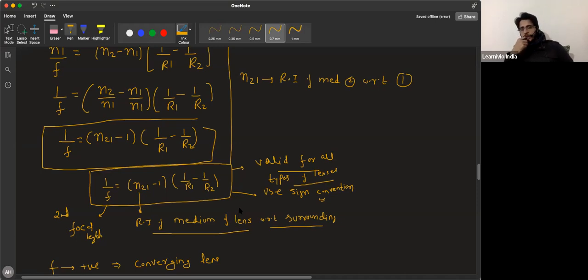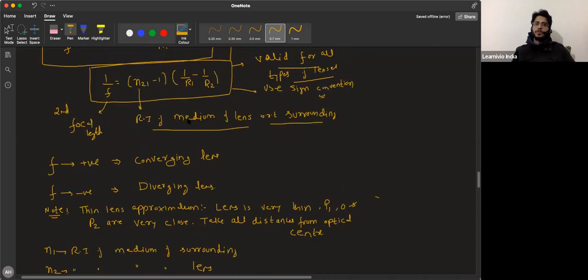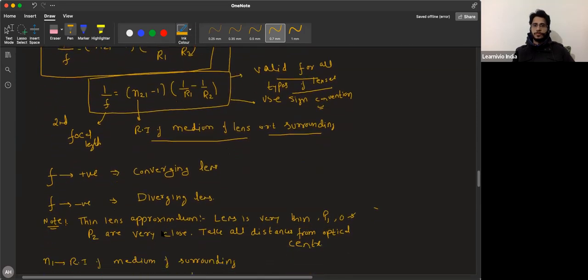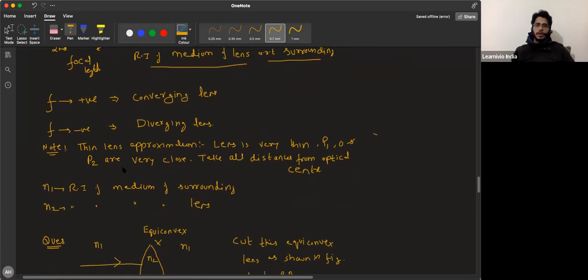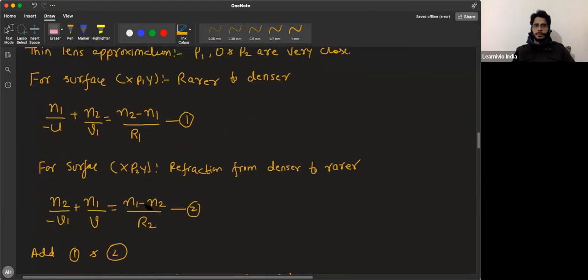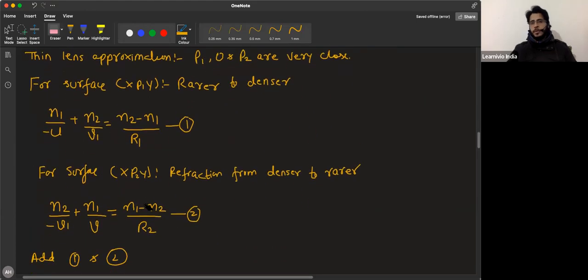Now, from this equation, you can decide whether a given lens is converging or diverging. If your focal length comes out to be positive, then your lens is converging. If the focal length is negative, then the lens is diverging. And always remember, N1 is always the refractive index of the surrounding. N2 is always the refractive index of the lens. Then we'll do numericals on this.